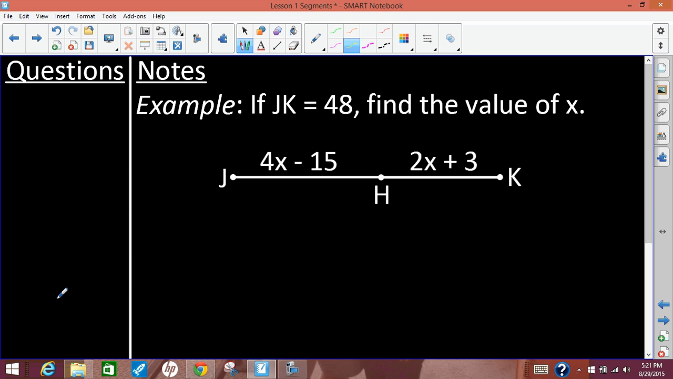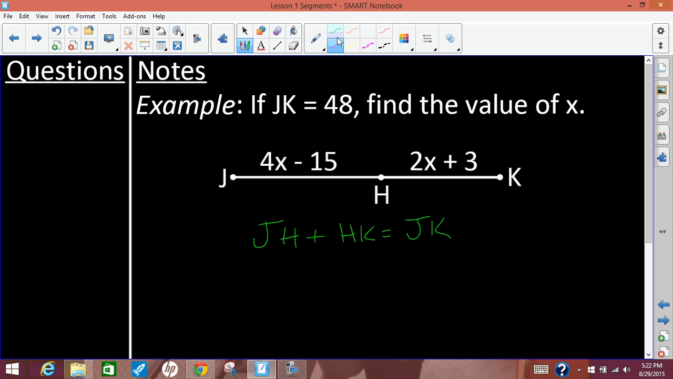So I'm going to show you an example that's a little more difficult. This is about the level we need to be on. It's going to involve some solving equations, and then I'll have you try one on your own. So here we see that the length of JK is 48, so that's the length of this whole segment. And we have some labels here. JH is 4x minus 15, and HK is 2x plus 3. So we can start by writing an equation, knowing that these two smaller ones, the length of JH plus the length of HK, should equal the length of JK.